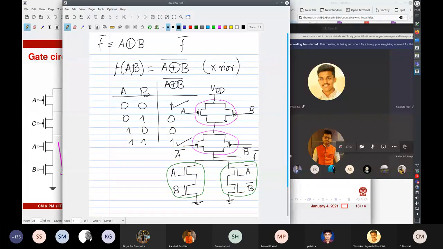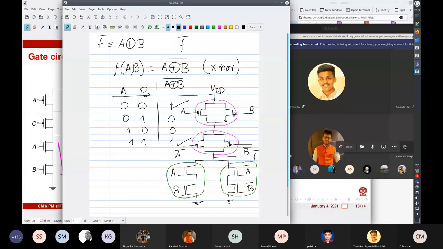So are you able to satisfy yourself that the circuit that has been drawn does indeed compute the XOR of A and B? Yes, sir. It works. So now you understand the principle, right? It is a fairly simple principle, but you just got to do it that way. All right.